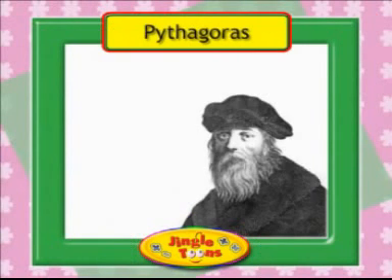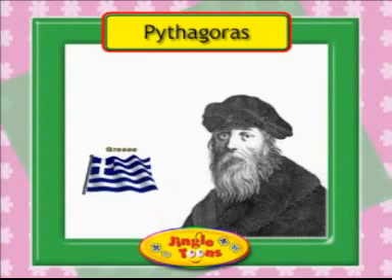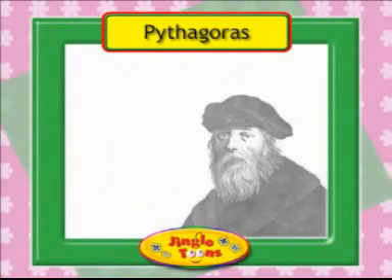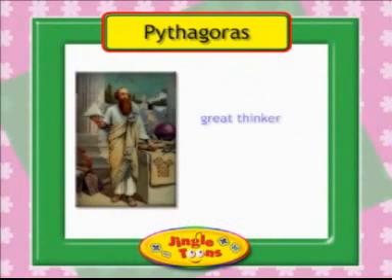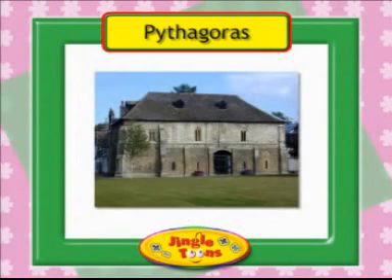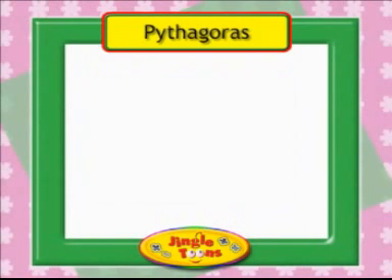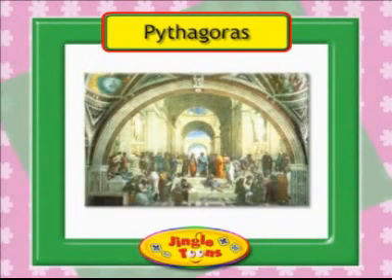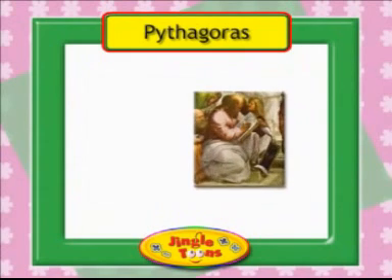Pythagoras. Pythagoras was a great mathematician from Greece who lived around 2500 years ago. He was also a great thinker, a philosopher. He started his own school where girls and boys both were allowed. They were called Pythagoreans. The students from neighboring villages were also allowed to join this school.